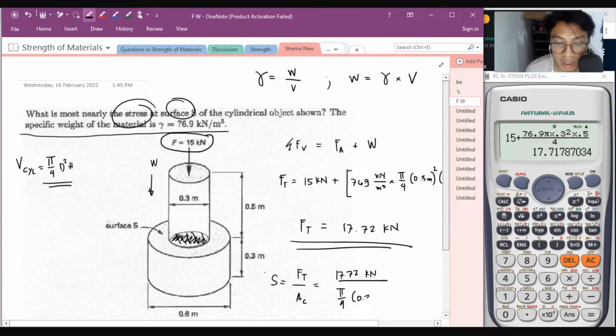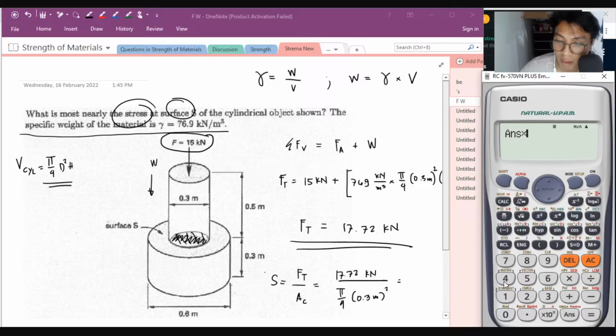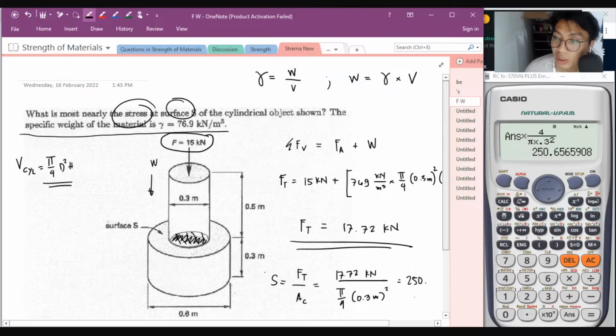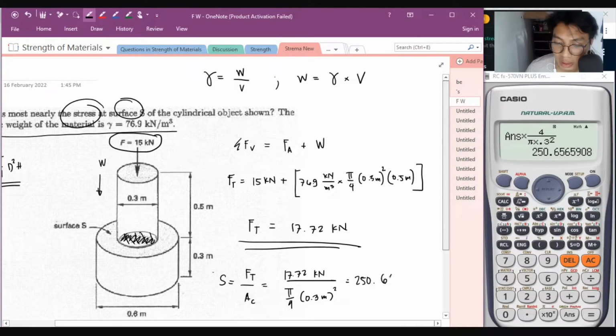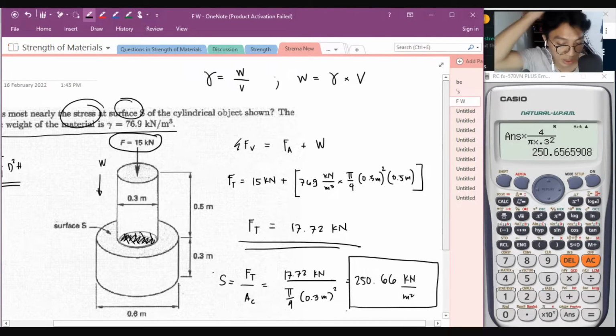0.3 meter squared. So, the stress there is 4 divided by pi times 0.3 squared. The answer is 250.4. Hindi, 250.66 kilonewton per meter squared or kPa. That is the stress there. So, problem number 3 is also basic.